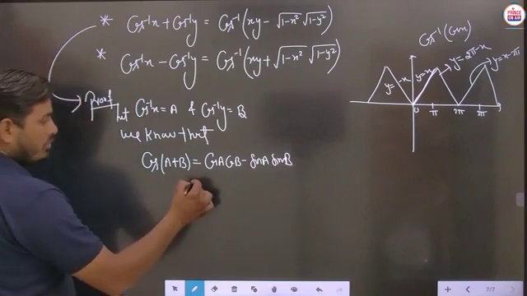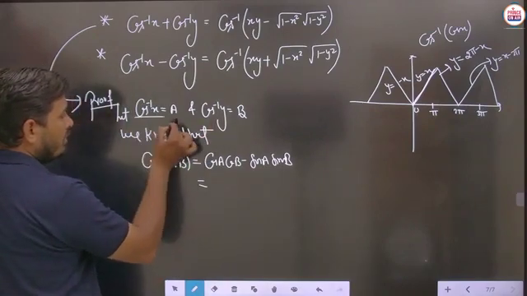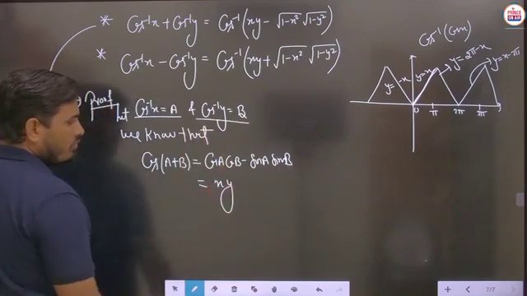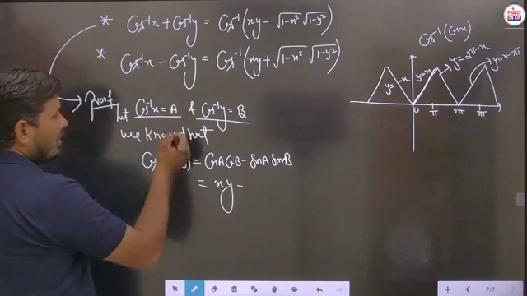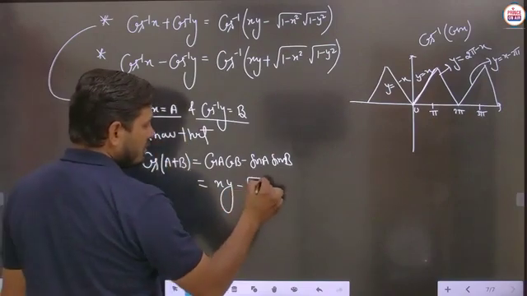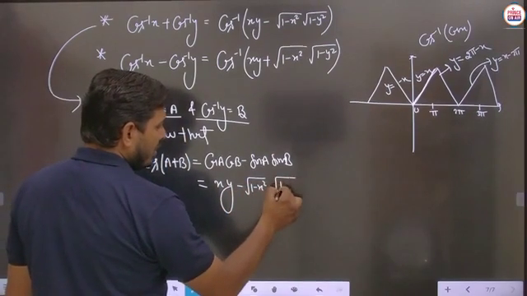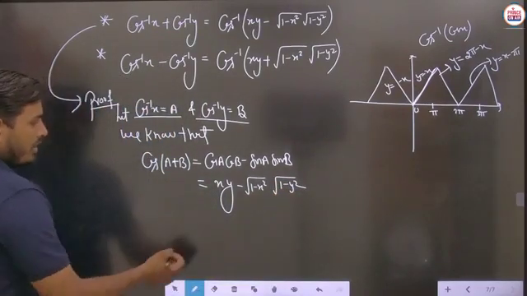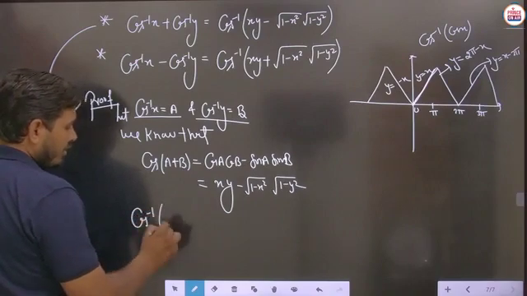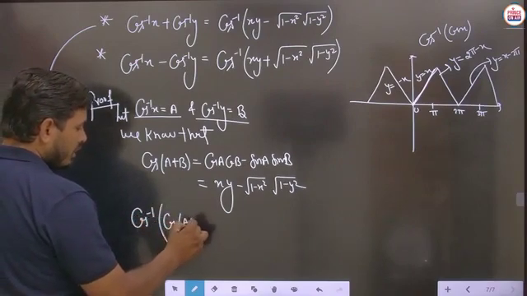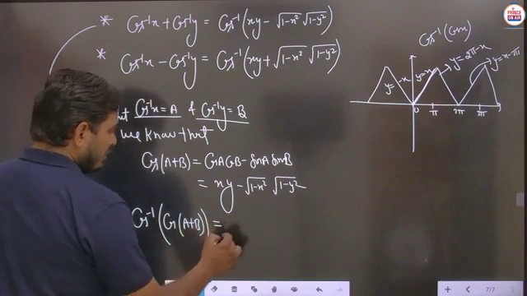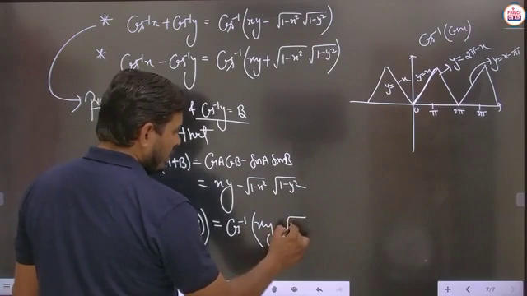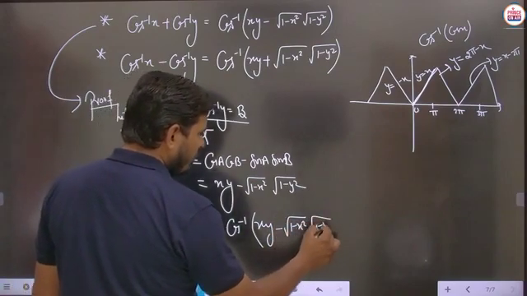Now you have to put the values of cos a and cos b. From here cos a becomes x and cos b becomes y. So it will be written as x into y, and here cos a is x, then sin a will be written as root of 1 minus x square, and sin b as root of 1 minus y square. Is it clear? Now taking inverse on both sides, you can write cos inverse of cos a plus b as cos inverse of xy minus under root of 1 minus x square under root of 1 minus y square.